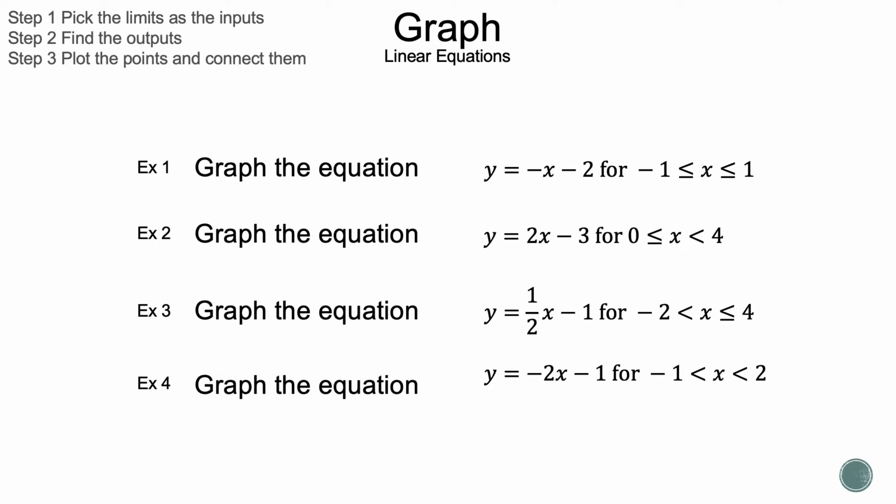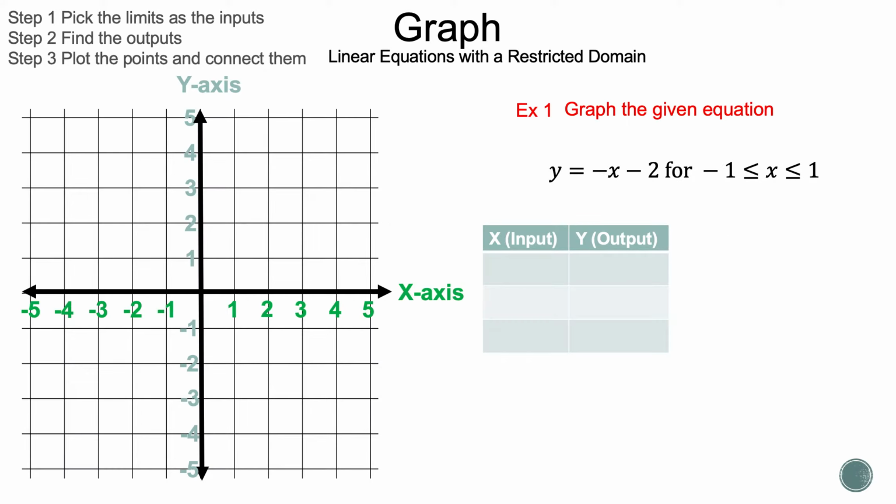Now let's take a look at the examples we're going to be talking about in today's video. And let's take a closer look at example 1. Let's read the steps. Step 1, pick the limits as the inputs. Step 2, find the outputs. Step 3, plot the points and connect them. Let's read the question. Graph the given equation y is equal to negative x minus 2 for negative 1 less than or equal to x less than or equal to 1.